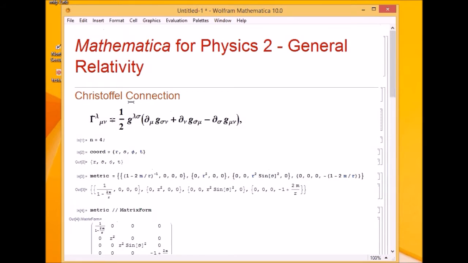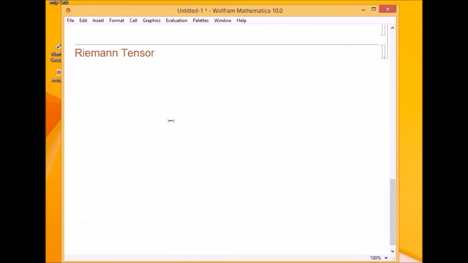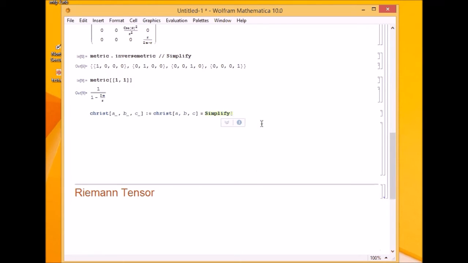So in the formula, what is summed over? Sigma is summed over, so I have to have a summation. The summation would run from 1 to 4 because we are working in 4 dimensions, and I have r theta phi t, which is 4, and g with upper is the inverse metric and g with lower is my regular metric. So now I have to have a summation. You can have the sum symbol. You can go to palettes, go to basic math assistant.